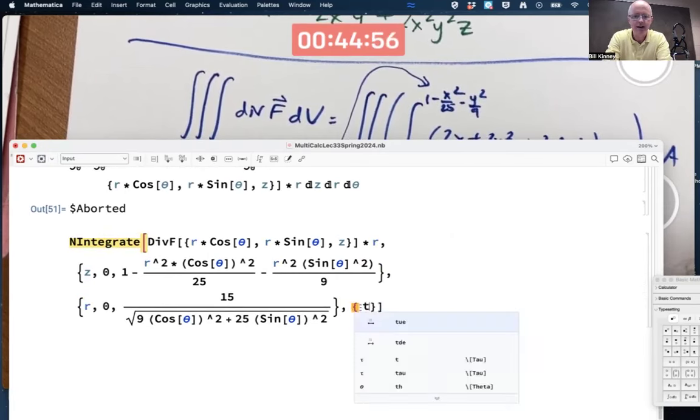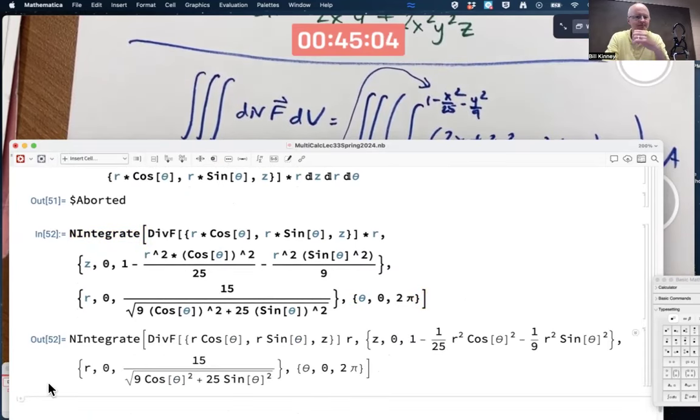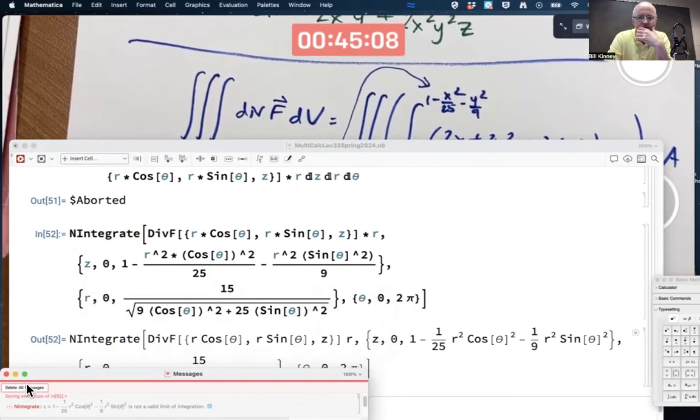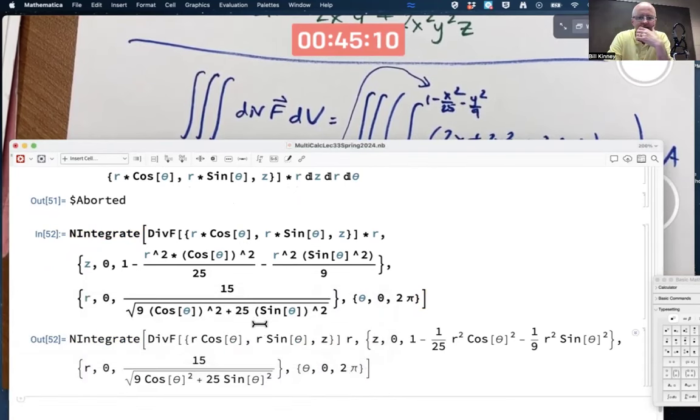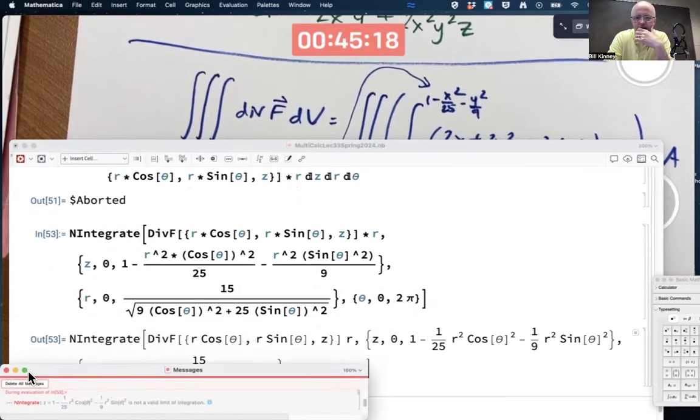Do we get 44.1786? Now a valid limit of integration. It didn't like my limit of integration for the inner one. Okay. I tried, hoping it would work to do it in cylindrical coordinates, but we did do it in rectangular coordinates, and we got the right answer.